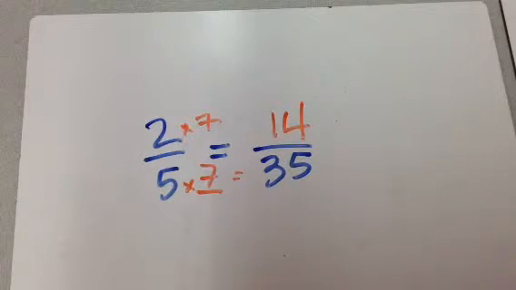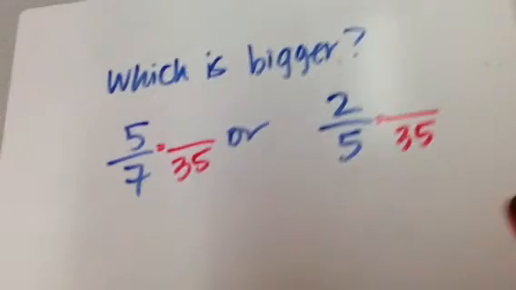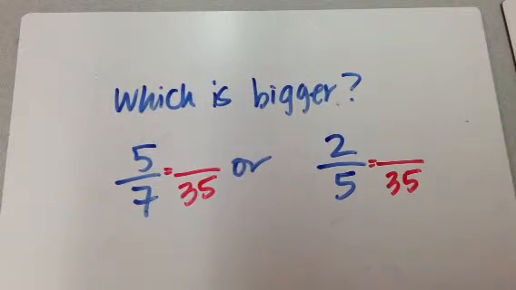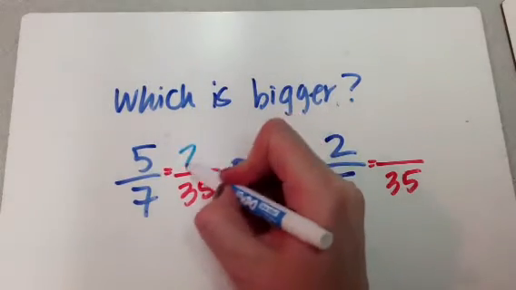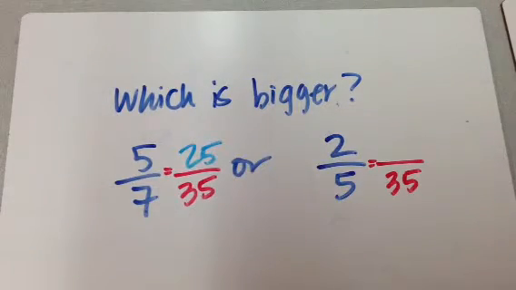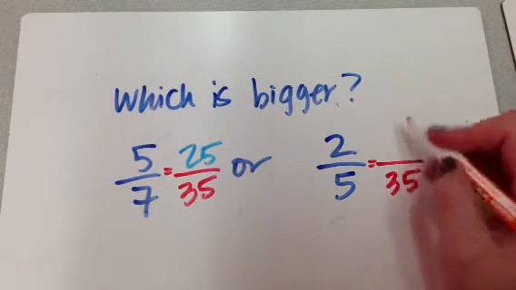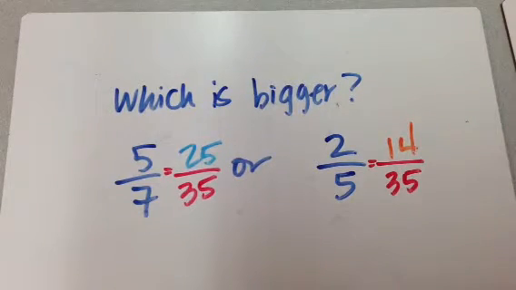So I'm going to come back over here to my problem. Let me grab it here. Okay, so which is bigger? Well, 5/7, I decided that was 25 over 35, because I did the math and figured that out. And 2/5, I decided was 14 over 35. Again, because I did the math and I figured it out.